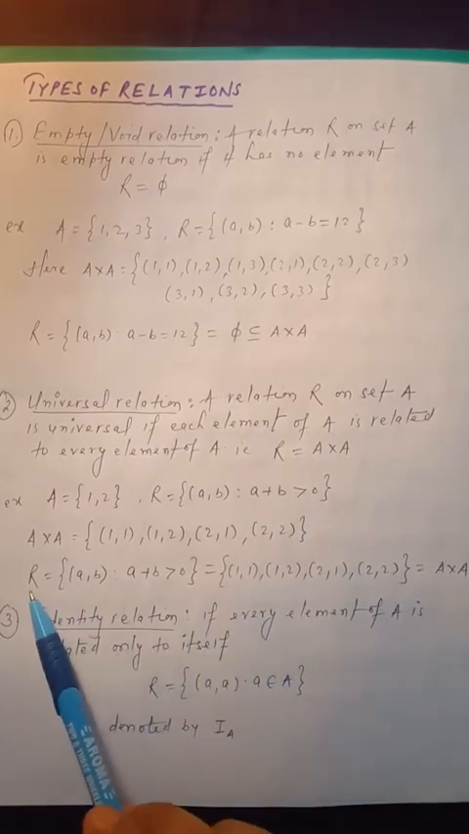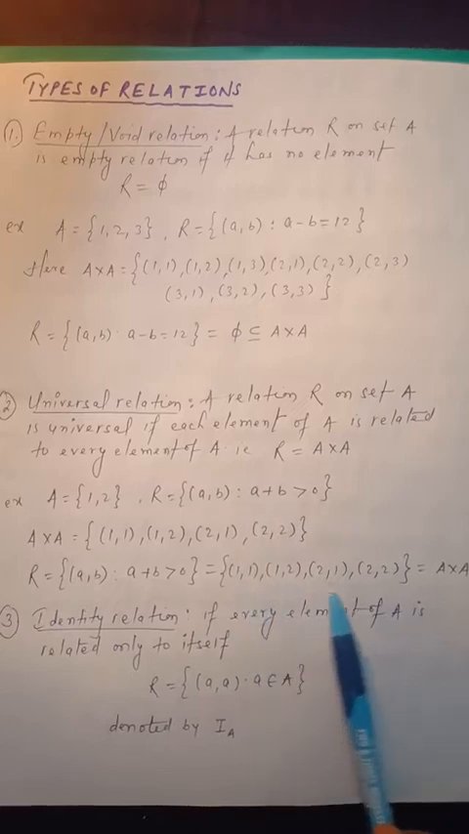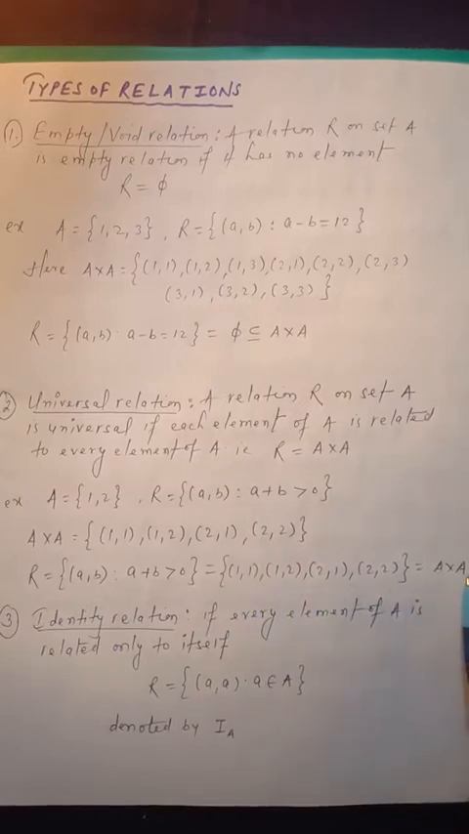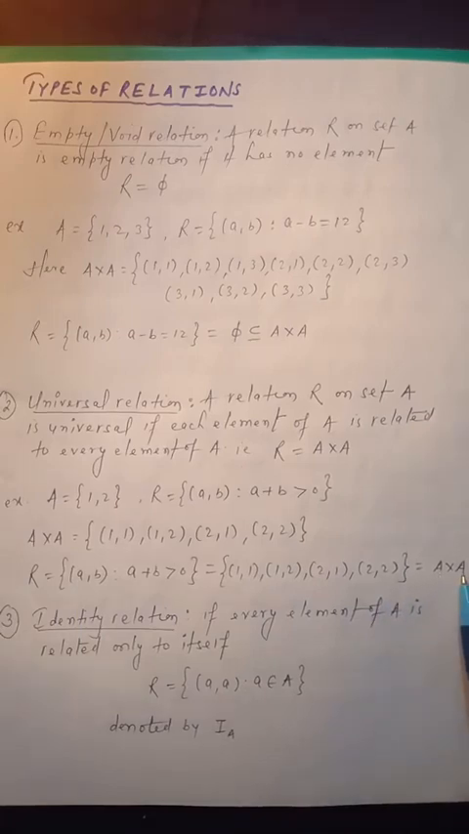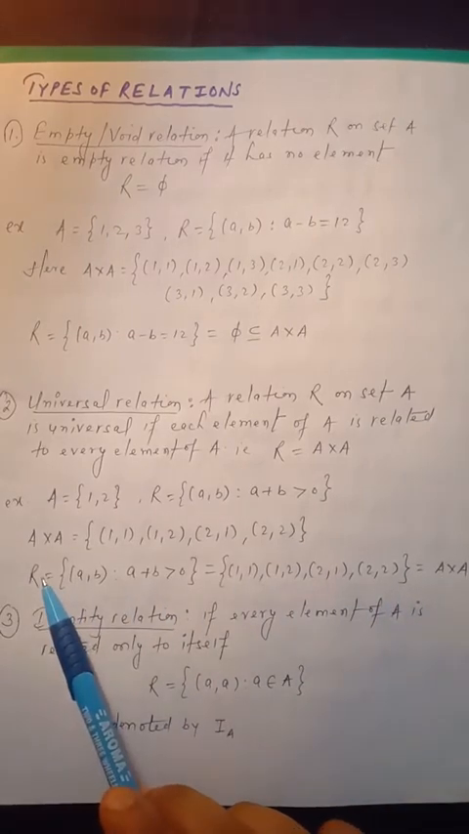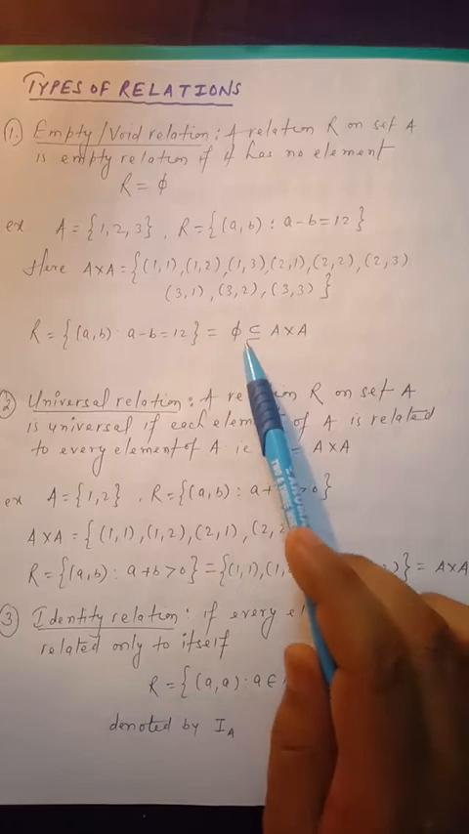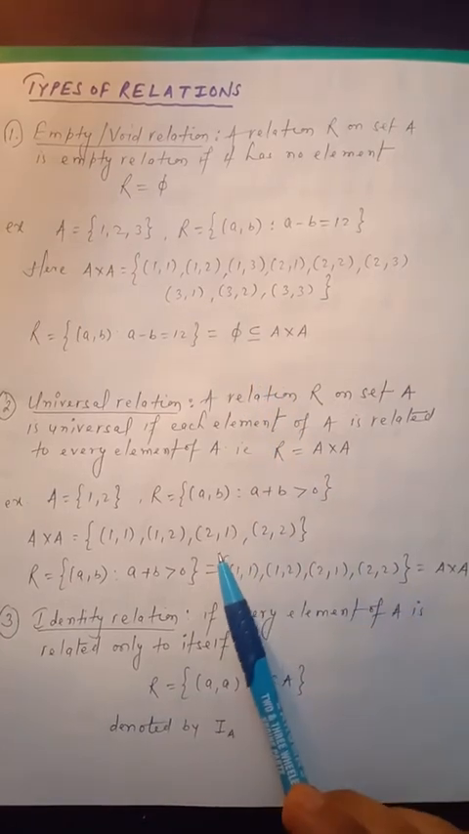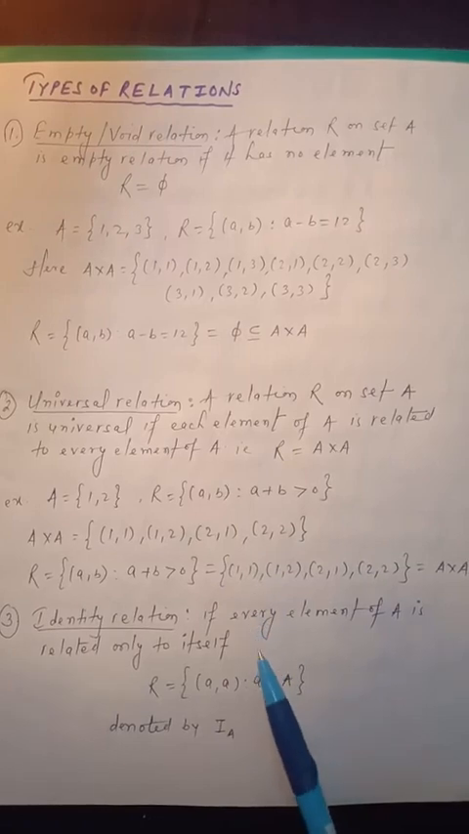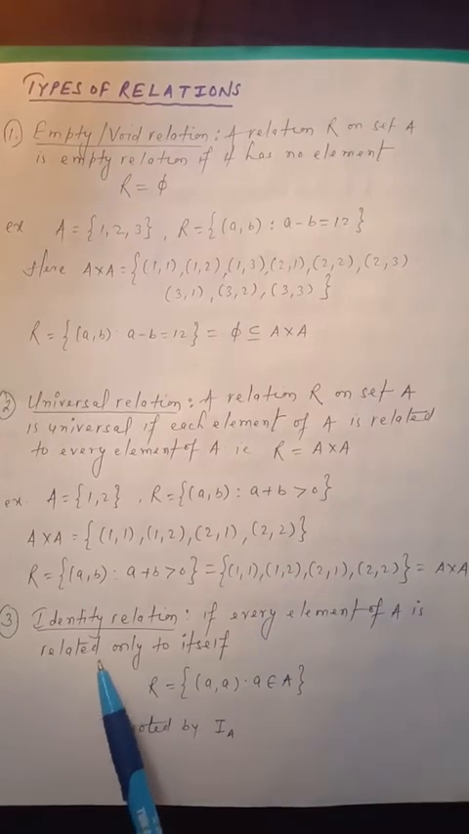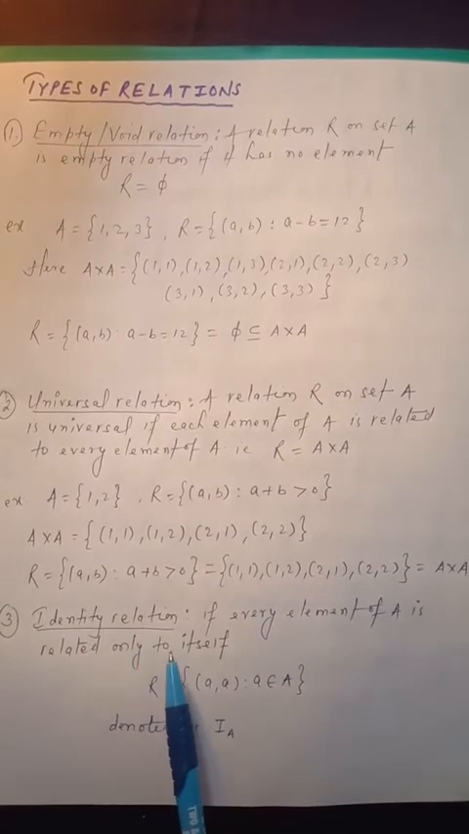So it means this relation R is actually A cross A. So when the relation R is equal to A cross A, it is known as a universal relation. And when this relation is phi, it will be an empty relation. Now take the third type of relation, which is the identity relation.